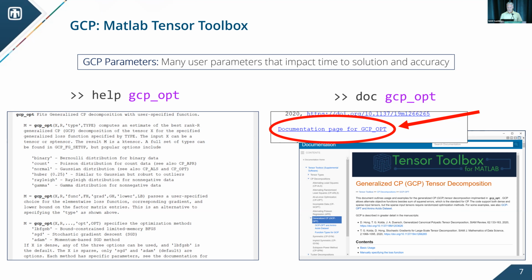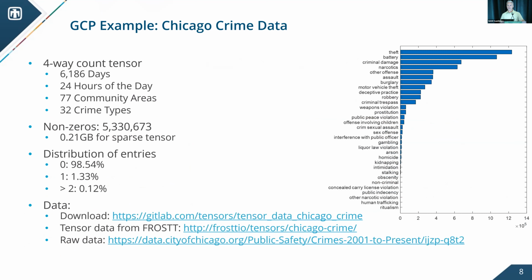Okay. So I wanted to talk a little bit about this example for GCP that you have access to in the lab, called the Chicago crime data. It's a 4-way tensor of counts, and so we don't want to use the Gaussian distribution assumption, but use a different loss function for this. It's not too big, but it's big enough where it will actually take some time to run lots and lots of iterations of the optimizer. Maybe not for here, but offline you can do that.